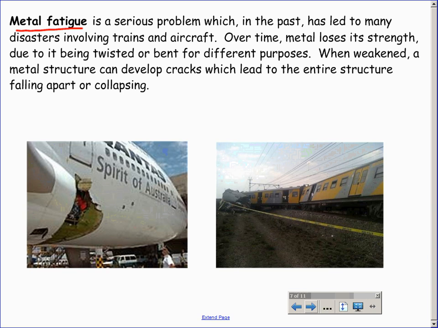Over time, metal loses its strength due to it being twisted or bent for different purposes. When weakened, a metal structure can develop cracks, which lead to the entire structure falling apart or collapsing. Inspections are so important.